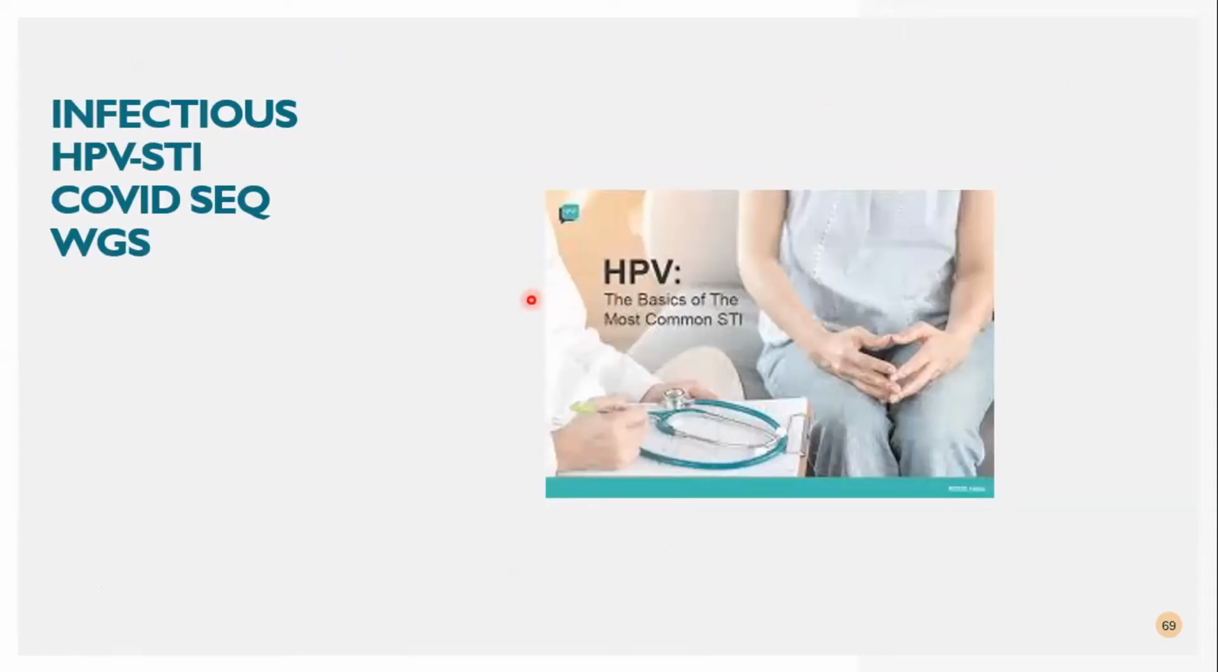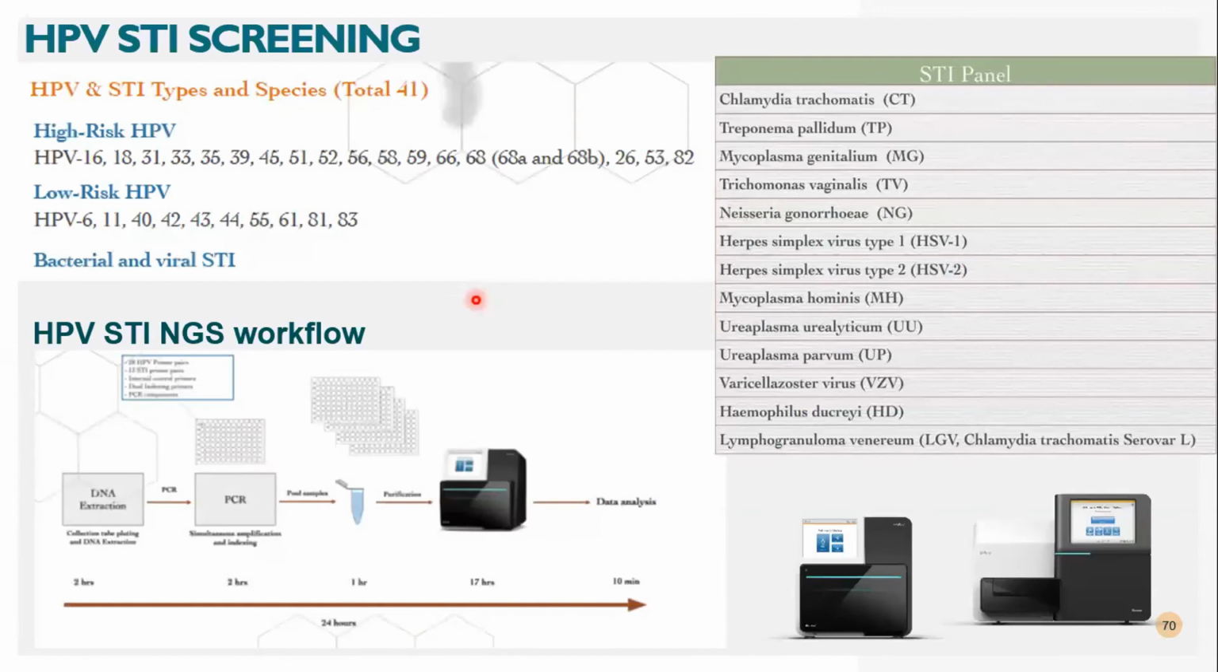Okay, so infectious disease: HPV, STI, or COVID, whole genome sequencing, or the other applications. I'll focus mainly on HPV or STI screening. So these are human papillomavirus or sexually transmitted infections. There are solutions available in the market which provide genotyping for high-risk HPV or low-risk HPV along with bacterial and viral sexually transmitted infections.